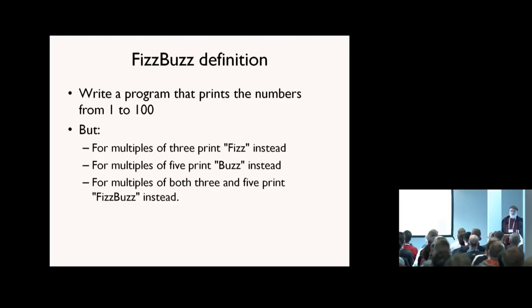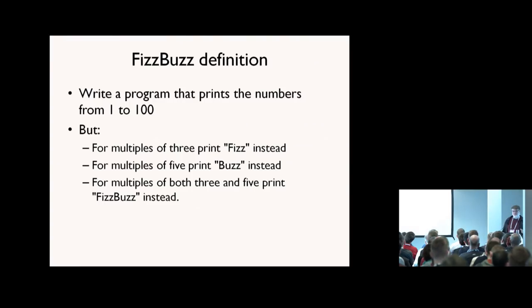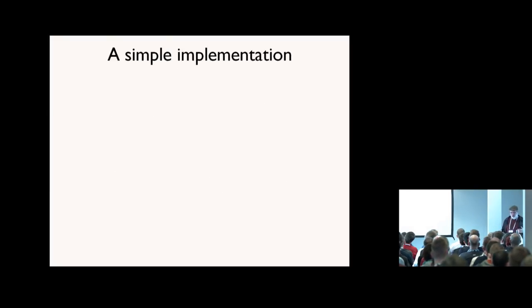Okay, for people who aren't familiar with FizzBuzz, it's another child's game. Write a program that prints the numbers from 1 to 100, but if it's a multiple of 3, print Fizz. If it's a multiple of 5, print Buzz. If it's a multiple of 15, print FizzBuzz. Okay, I'm sure you've all seen this.